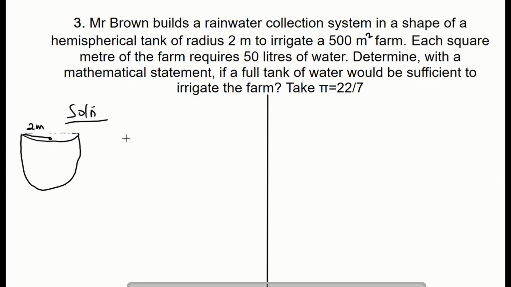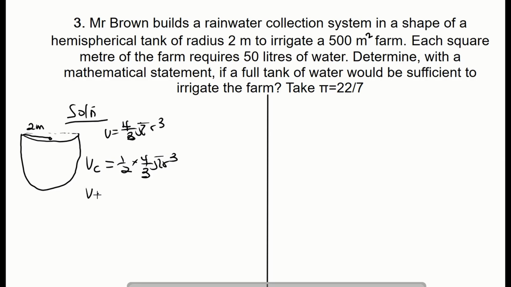But what is the volume of a hemisphere? The volume of a sphere is 4 over 3 pi r cubed. But this is a container holding the water, so it has been cut. So half of this will be the volume. So the volume of the container, V of the container, should be half of this, times 4 over 3 pi r cubed.